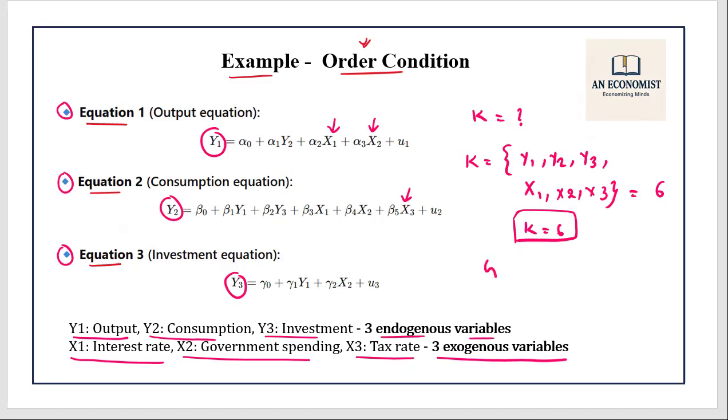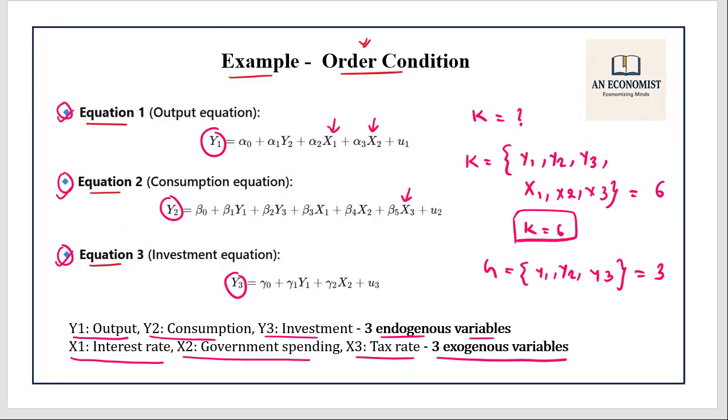Another value that will be constant for all the equations is the G value. What is G? G is the total number of endogenous variables, or the total number of equations present, that is 1, 2, and 3. There are three endogenous variables, y1, y2, y3. These three are the total endogenous variables, and this is the same as the total number of equations.